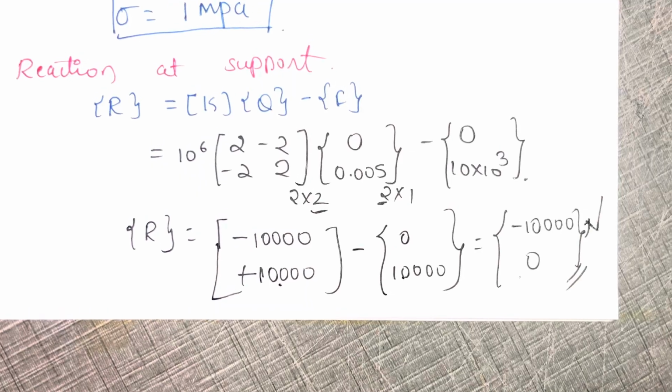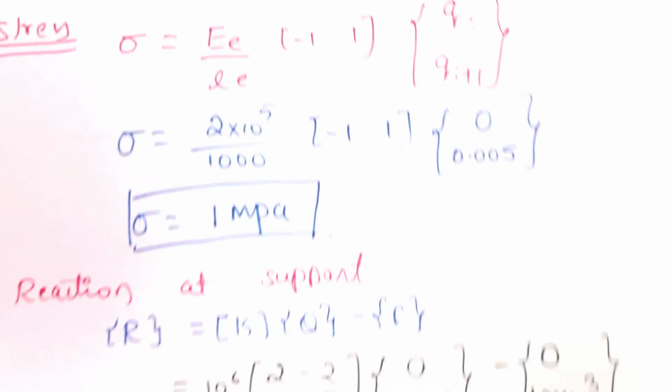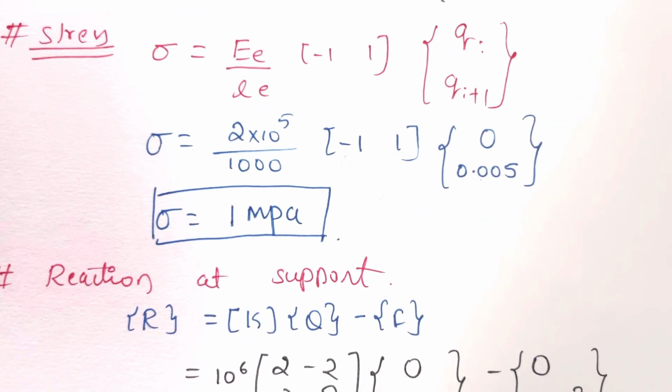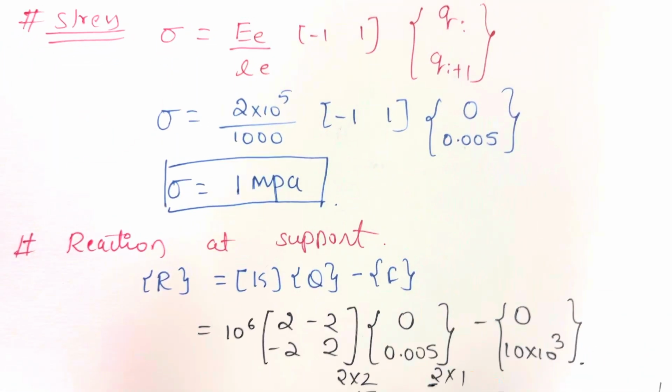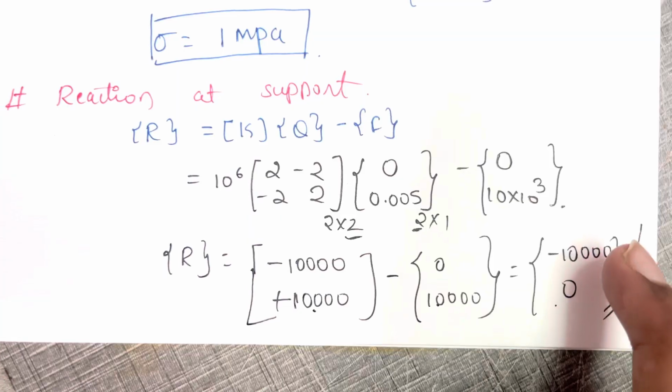So here we calculated first the displacement, Q1 is 0 and Q2 is 0.005 mm, and the stress sigma. Here we have only one element, so sigma 1 is enough, that is 1 megapascal, and the reaction at node 1 and at node 2.